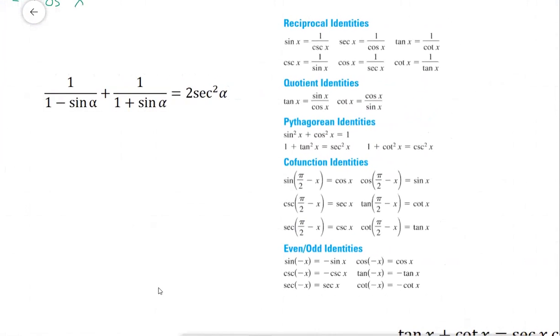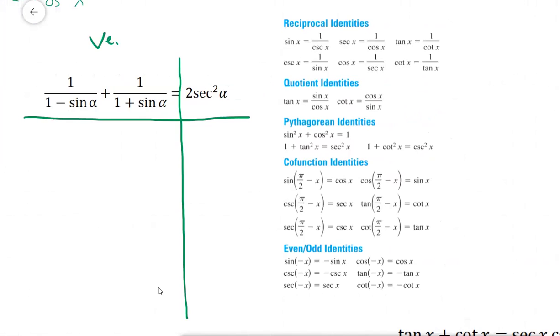And again, I'm gonna work down. So I'm gonna take this, I'm gonna divide it in half like this. I wanna verify, again, that this is true. So what we're gonna do is try to simplify this complex side over here and get it to equal this side over here. So let's see what we can do.